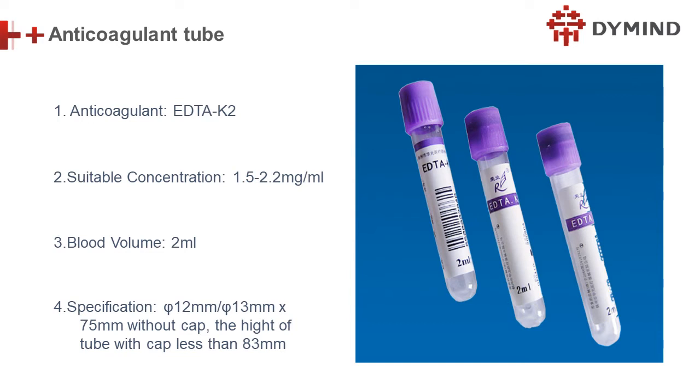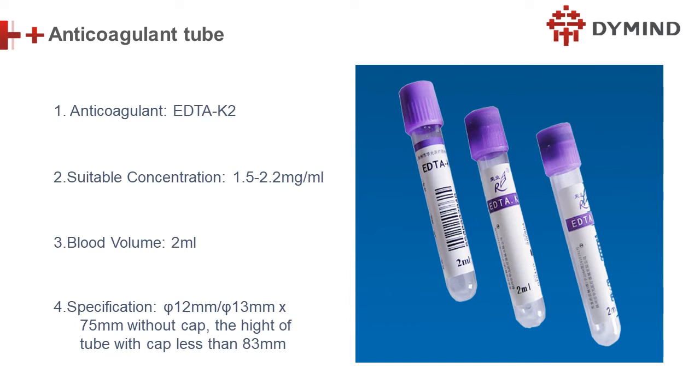For the anticoagulant tube, for hematology, we only use this type, the one in purple. Why? Because the anticoagulant inside is different. That is EDTA K2. And why are we using this one? For counting. When we use this anticoagulant, we get the best performance for counting the white blood cell, red blood cell, platelet, and also the measuring. So this is the international standard. I think every operator must know this.